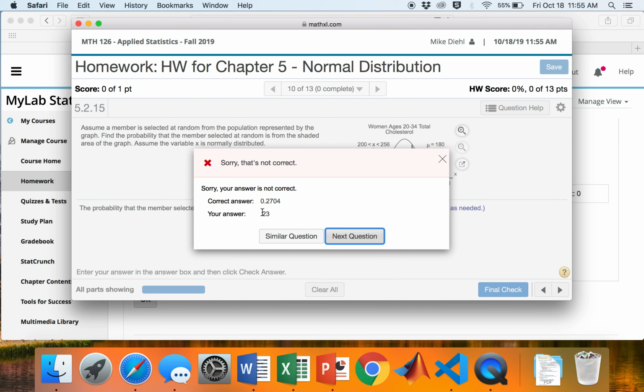I should say, though, this would be wrong. I mean, 0.23 is not the right answer. So this is not, oh, I was pretty close. No. This was significantly off. But again, if I got 0.27 and the answer is 0.2704, that probably means you did the problem right. You just rounded a little too much.